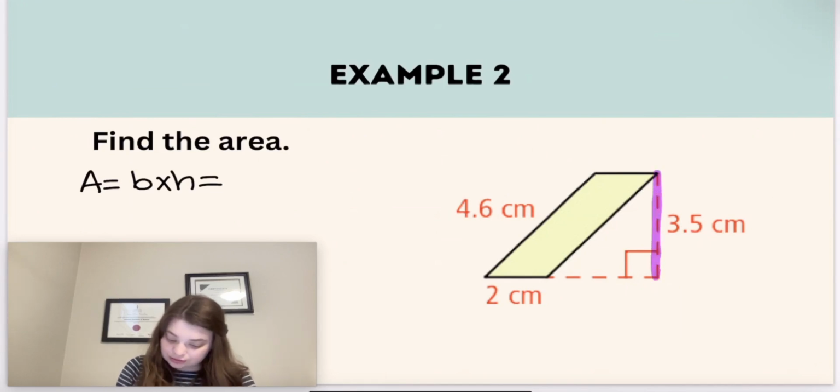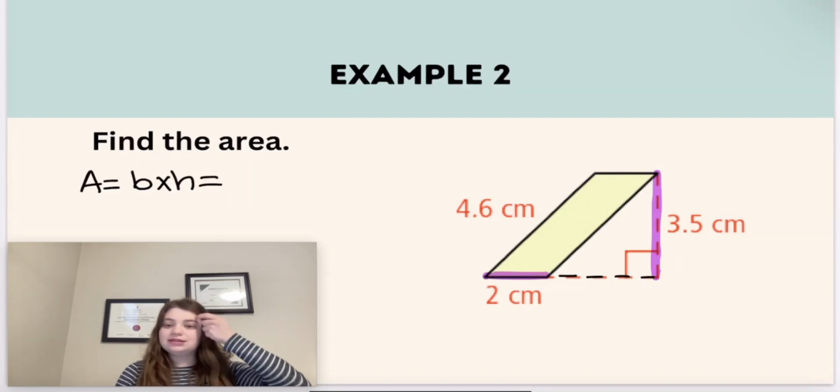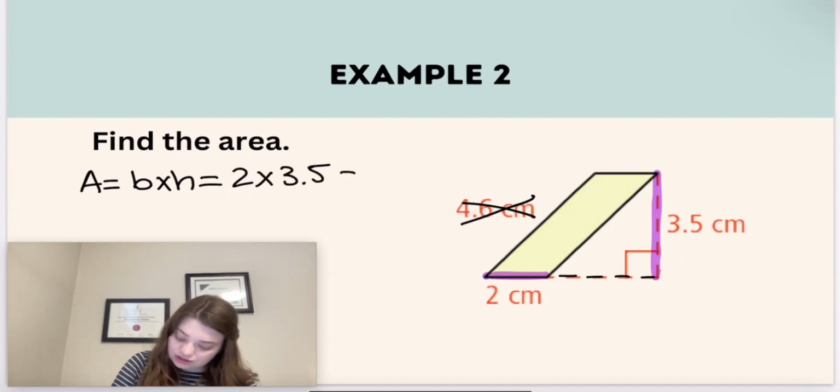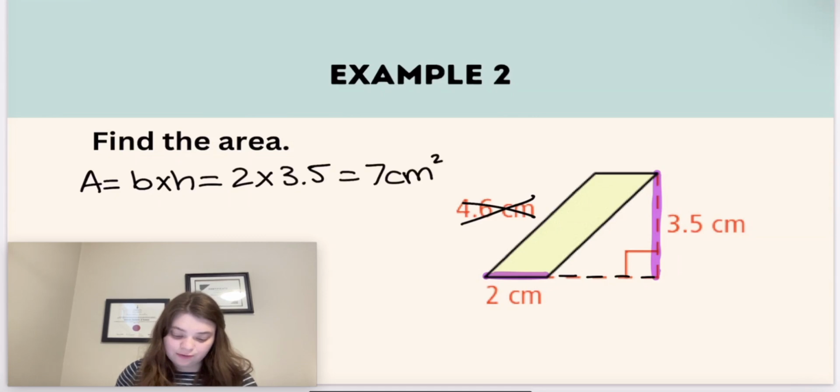And the base is still 2, because if we were to extend the base, notice that this base, if it was extended, would still make a 90-degree angle with the height. So even though they don't actually meet, they still would make a 90-degree angle if the base was extended, and so that still counts as well. And so we can ignore the 4.6 centimeters and just focus on the base and the height. So in this case, base times height is 2 times 3.5, which is 7. And so therefore, we end up with 7 square centimeters as the area of the parallelogram.